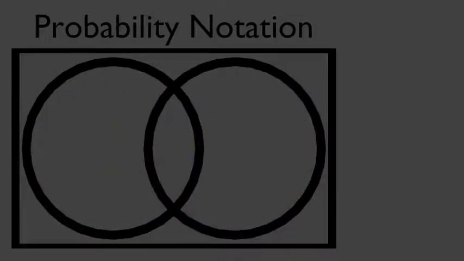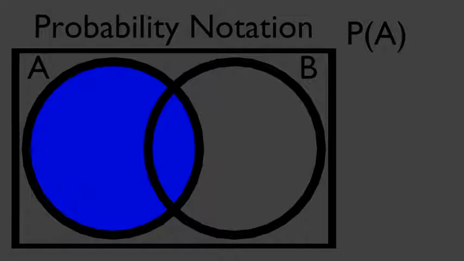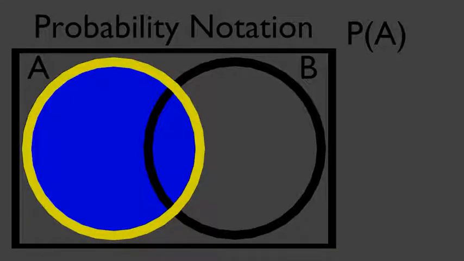The circle on the left, we'll go ahead and label A. And the circle on the right, we'll go ahead and label B. If we're interested in talking about the probability of event A, we'd write that as P, open parenthesis, A, close parenthesis. This indicates we're looking at the probability that event A will happen. Now going back to the Venn diagram, we can see what is actually included in the probability of A. It's all the stuff included in the circle that's labeled as A.